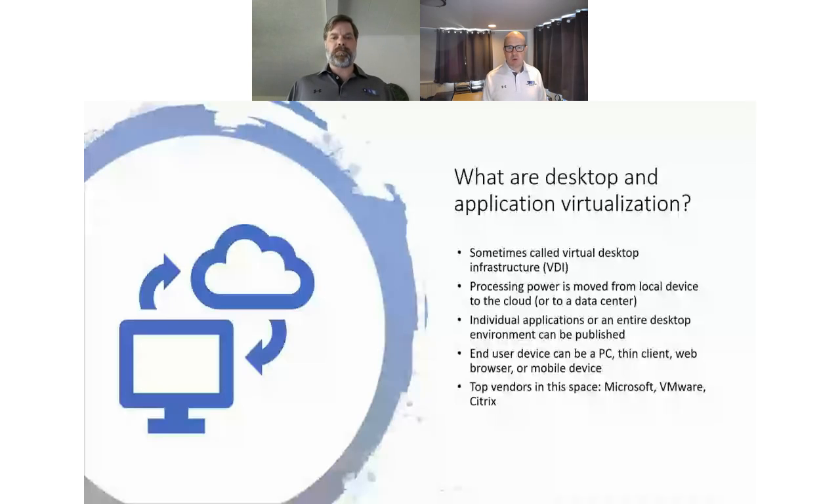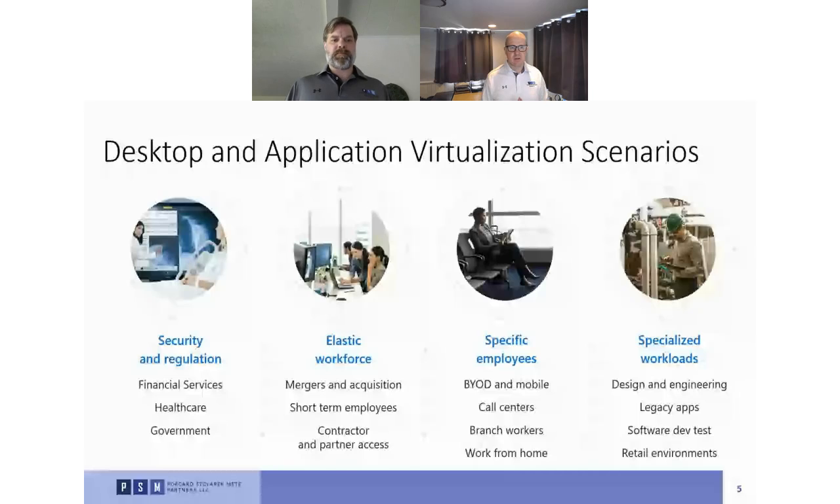So I'm going to talk a little bit more about some scenarios where you might use desktop and application virtualization. There's just a few on your screen here. These are all examples of where desktop and application virtualization makes sense. So when you've got security and regulation in very heavily regulated industries like financial services, healthcare, and government, sometimes it's not even possible to load the application on everyone's computer that needs to use it. It's just not physically possible.